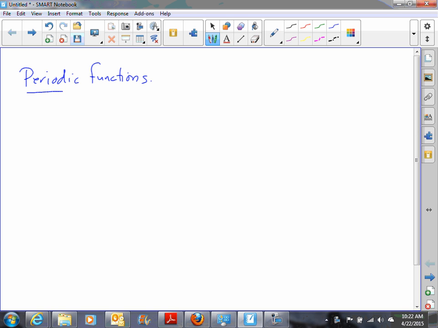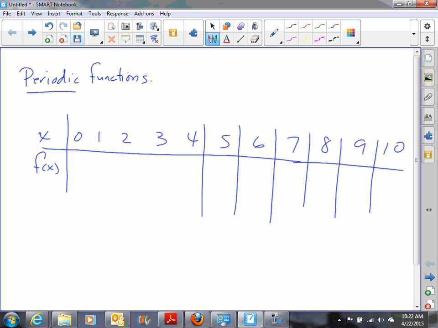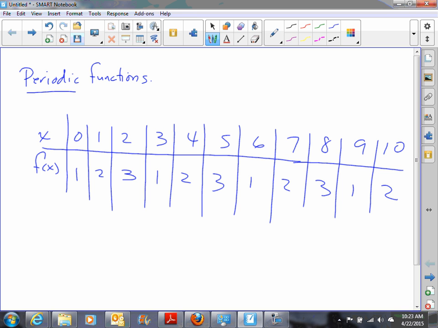Now, the idea of a periodic function is one that after a while repeats the same thing over and over and over again. If we had, for example, x and f of x, and we looked at values of x, let's say 0, 1, 2, 3, 4, 5, 6, 7, 8, 9, 10, and imagine that the values for these started at 1, 2, 3, 1, 2, 3, 1, 2, 3, 1, 2. Now, this would be a periodic function because the same values repeat over and over and over again.